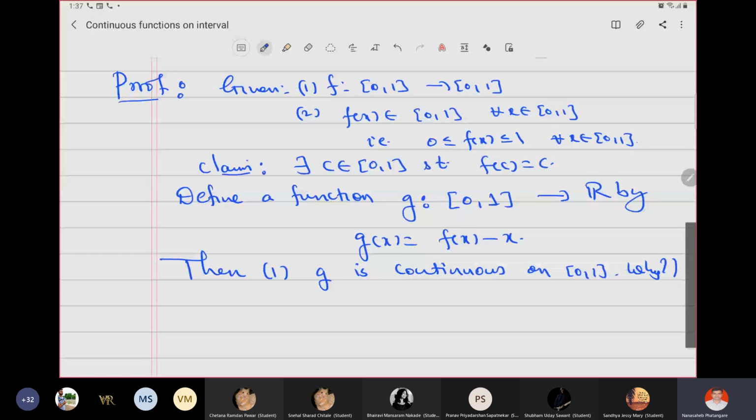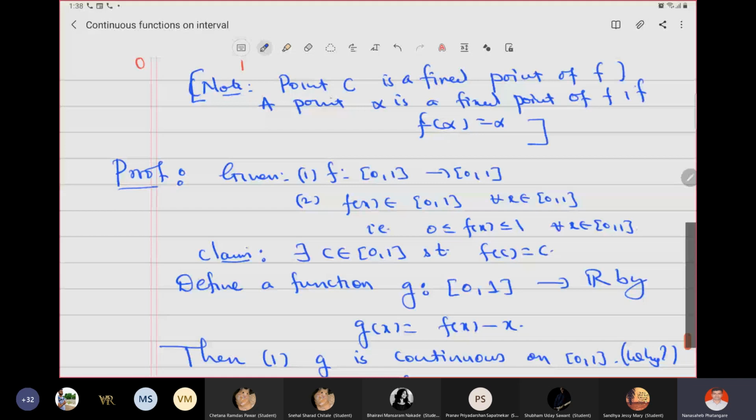Second point, what is g of 0? It is f of 0 minus 0. But f of x is greater than or equal to 0. That means g of 0 is greater than or equal to 0, because g of 0 is f of 0, and f of 0 is greater than or equal to 0, because at every x in the interval [0, 1], f of x is greater than or equal to 0.